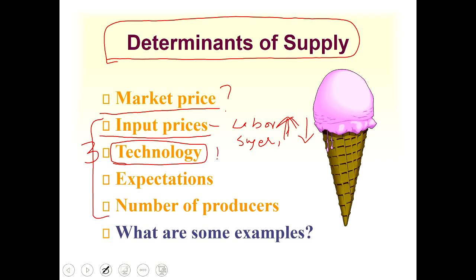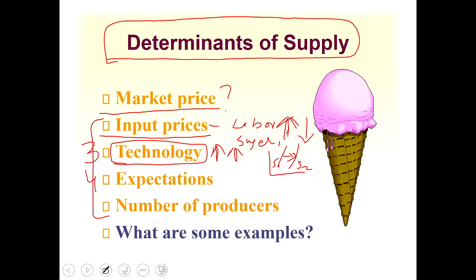So whenever technology improves, it leads to an increase in the supply. So what will it do? This is a supply curve. It will lead to a shift towards the right of the supply curve. This is S1, this is S2. So whenever technology improves, the supply curve shifts towards the right.